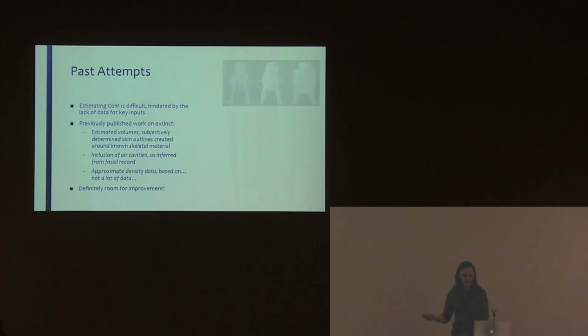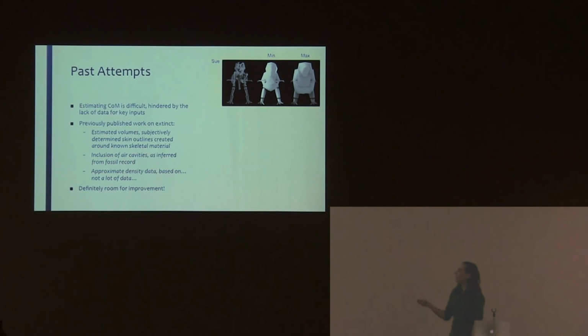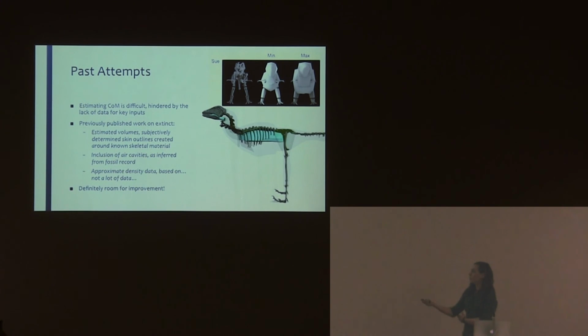There's room for improvement, and I've left my lovely figures out here. This is just to show you the extremes of skin outlines that people end up having to use. The minimum version there looks completely emaciated. It's ridiculous, but equally the maximum is insane as well. That's an obese T-Rex, which is insane. Here's some nice air cavities that someone's put into an Archaeopteryx model, but again, it's a bit of a question mark as to how accurate they are. And yeah, the density data people have collected using various iterations of Archimedes' principle, but it's not a cohesive data set by any stretch of the imagination.